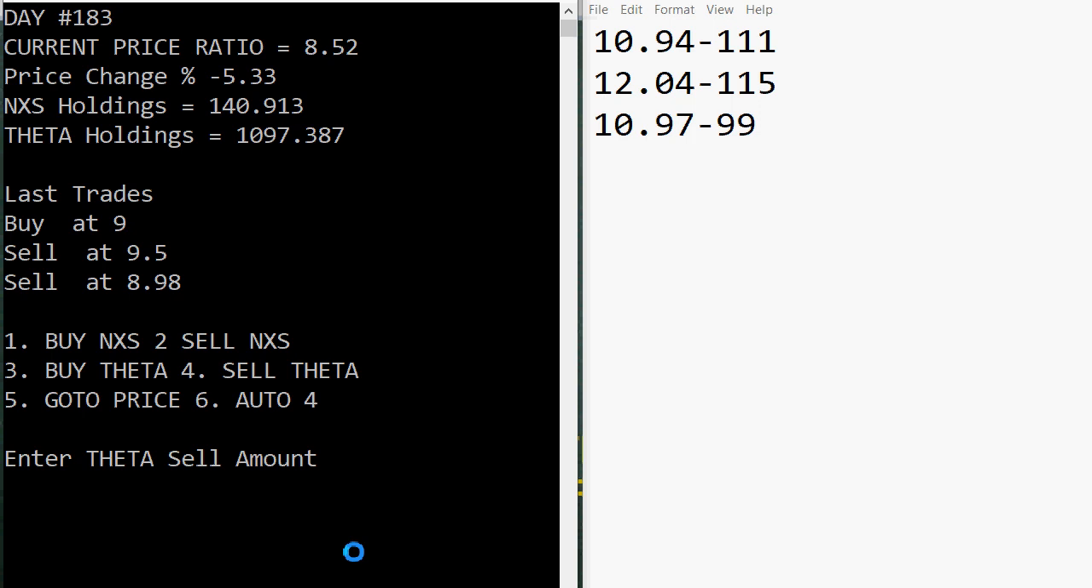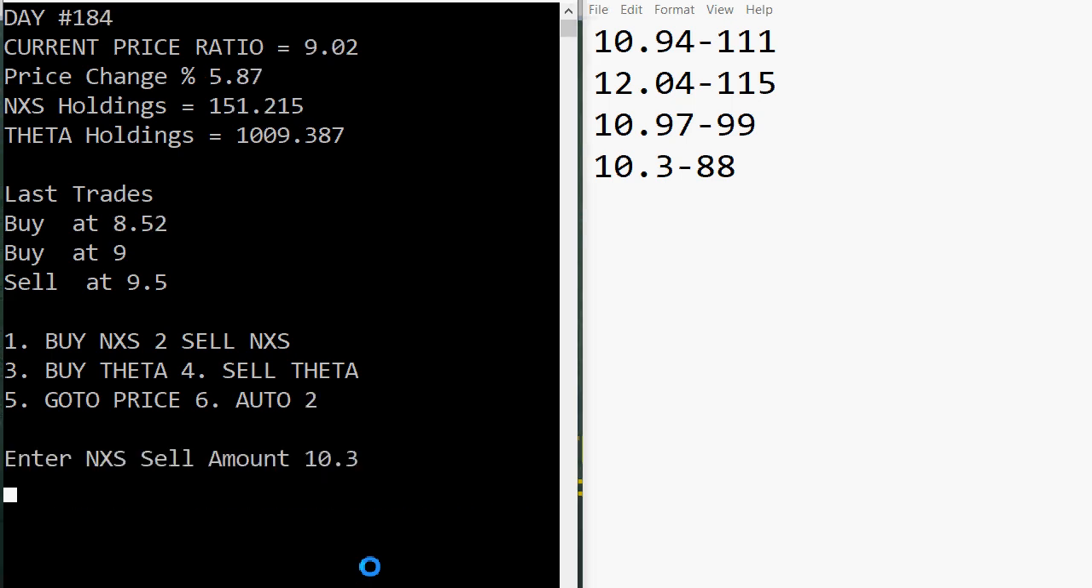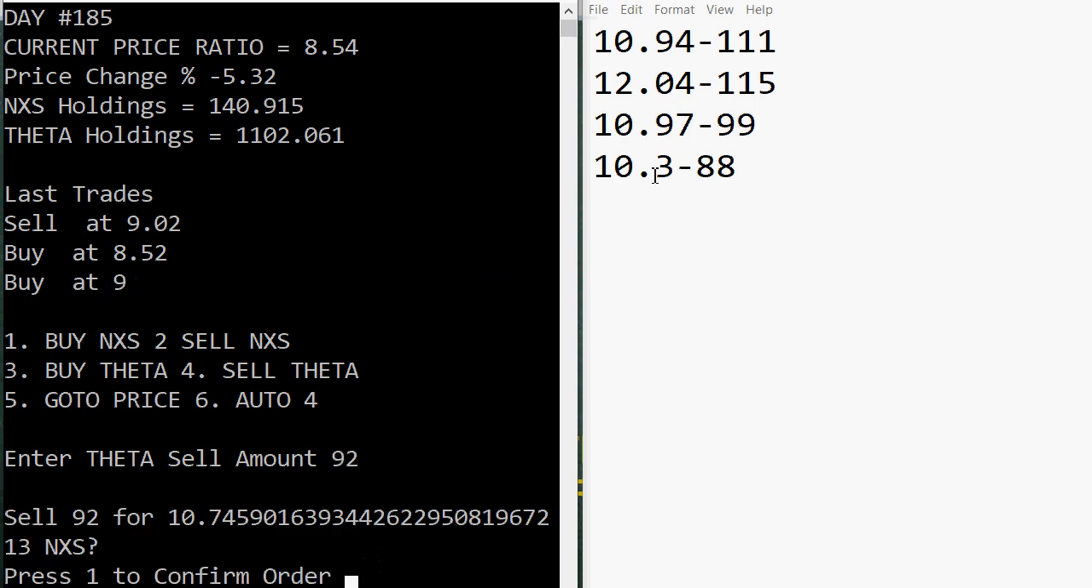So this is a buy now, so let's go 88. 10.3 for 88. And now let's sell 10.3, bring back 92. And that's what we sell on this way.